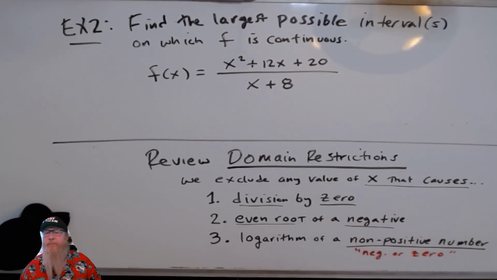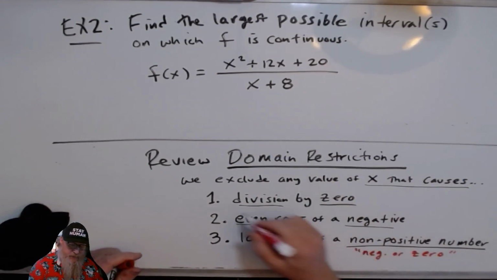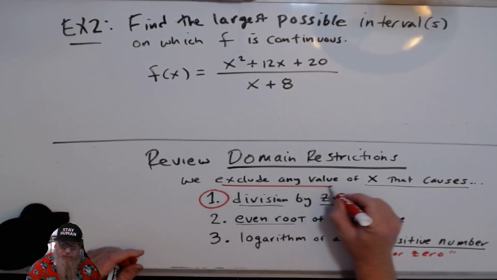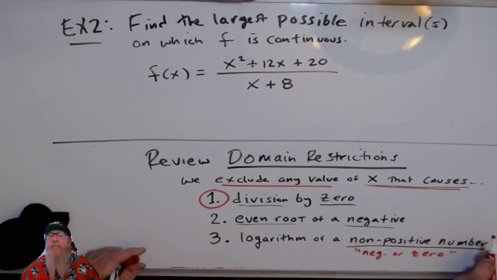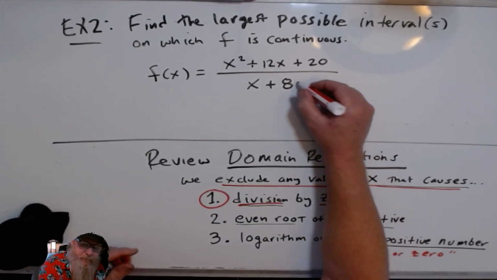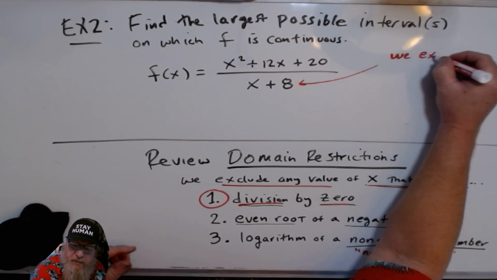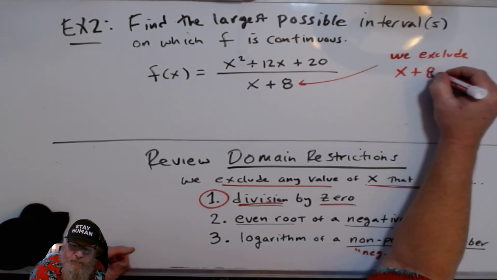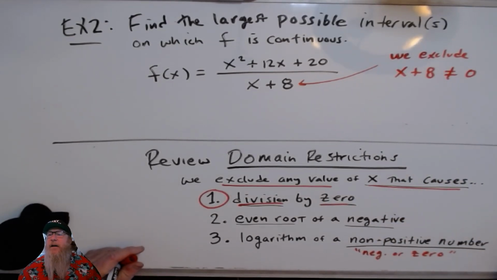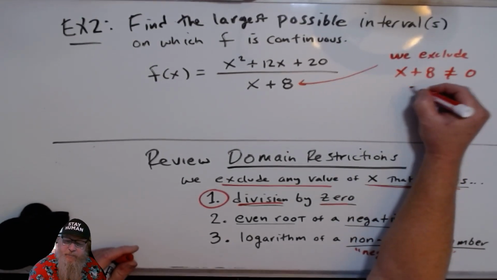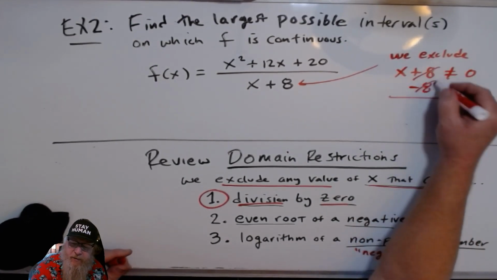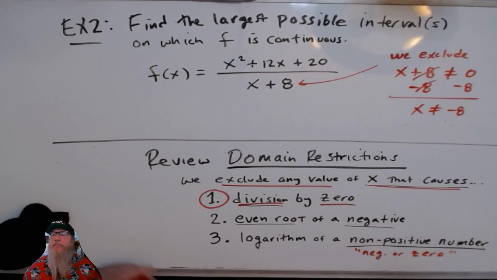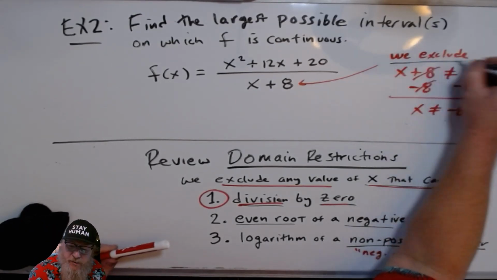How about something like that? So this is a rational function. It's the ratio of two polynomials. We must exclude any value of x that causes the denominator to be 0. Division by 0. So we exclude any number that causes the denominator to be 0. A very quick calculation will tell you that x cannot be negative 8. We call this an excluded value.